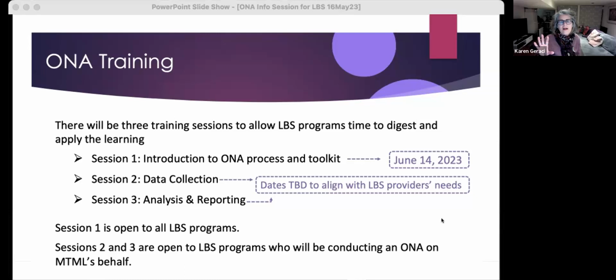Right. Just to clarify, as I understand it, an organization like PTP is planning to do a workplace literacy pilot, and then will do an ONA as part of that potentially. But an LBS program does not have to apply for a workplace service pilot, I always get the words wrong, in order to conduct an ONA. If you want to just focus on an ONA, you can do that under the umbrella of MTML, who does have funding to offer several ONAs under them. So 2 ways you can get involved. Okay.